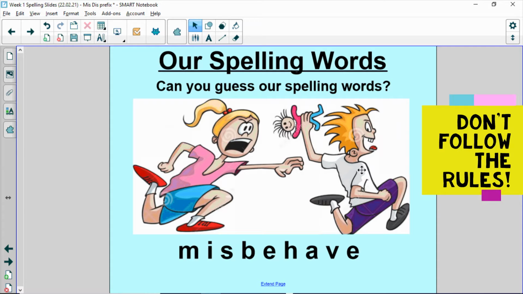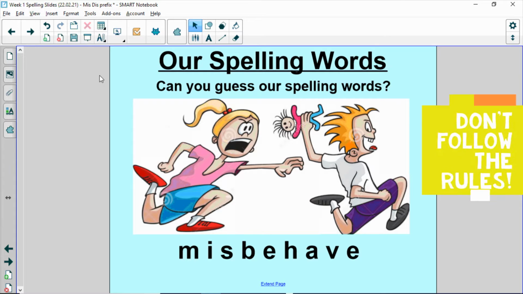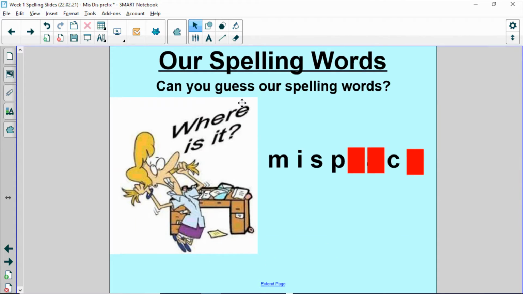Looking at this picture, I think that the boy might have stolen the girl's teddy and she is not very happy. Okay, let's go on to our second spelling word. Here is the picture. Can you guess our spelling word? Look at what the cartoon's thinking, what's going on in her mind. And here is our spelling word there. You've got M-I-S, so that's miss. You've also got a P and a C.